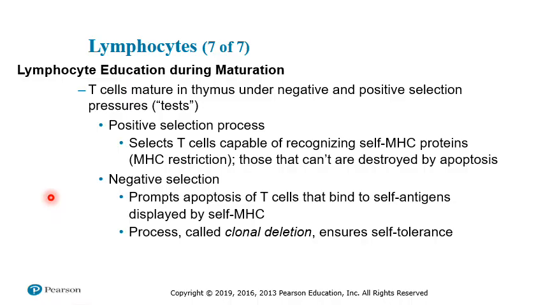There is also another test that's being done. We call it the negative selection process. This will prompt the apoptosis, or the killing, of T cells that bind to self antigen displayed by the self MHC. They are not supposed to bind onto self, because by binding onto self, you recognize that as self and you can kill that self.